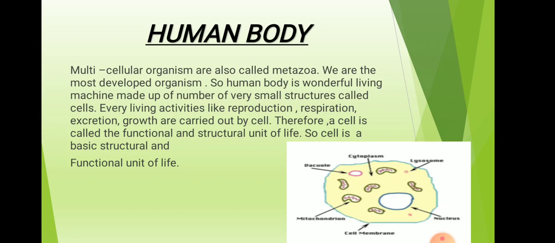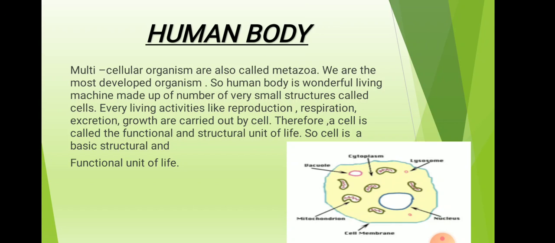The cell has various parts. The structure itself is shown here. The cell has an outer structure which is called the cell membrane. The middle and central part of the cell that controls all the functions of the cell is called the nucleus. And many other parts are mentioned here in the figure.